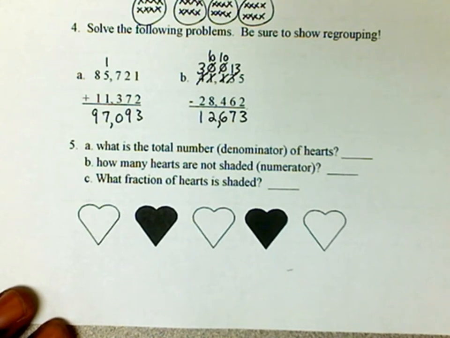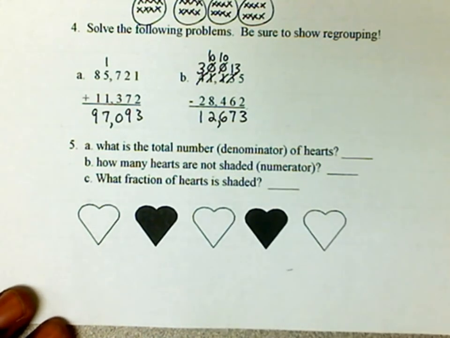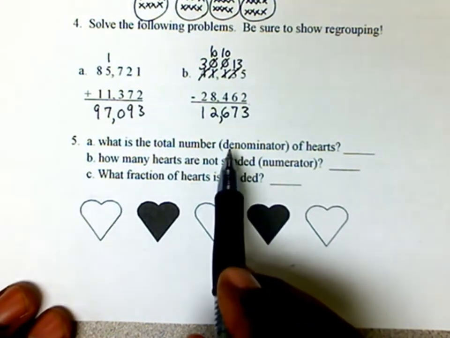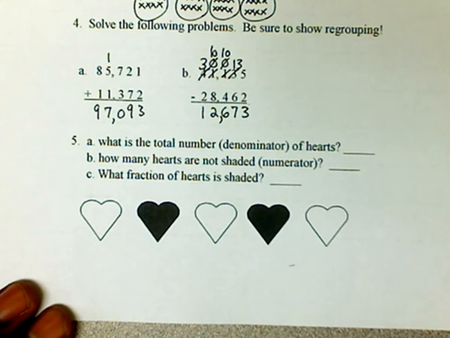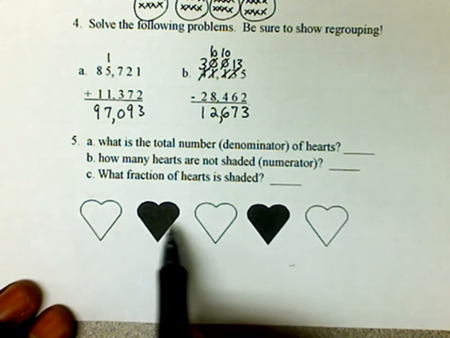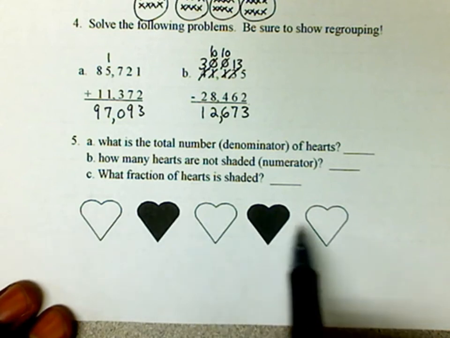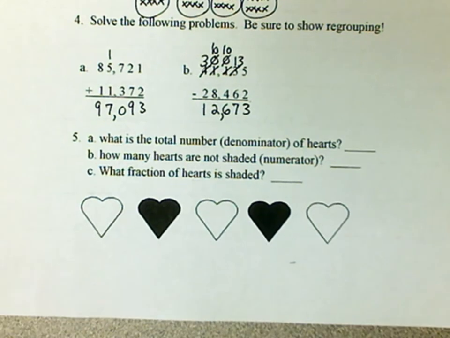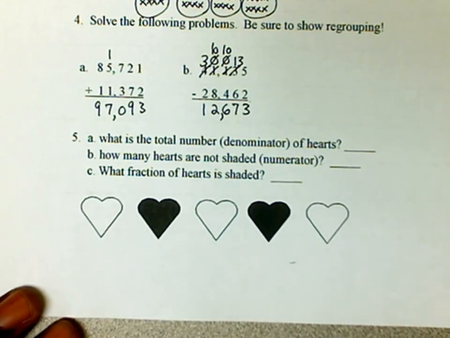Now a fraction has 2 parts. It has a numerator and it has a denominator. We always look at our denominator first because the denominator tells you how many equal parts there are in all. So all we would have to do is see how many hearts there are in all. And if you count them, you would get 1, 2, 3, 4, 5. So no matter what fraction they're asking for concerning this group of hearts, if they're asking about the entire group, then your denominator would be 5.